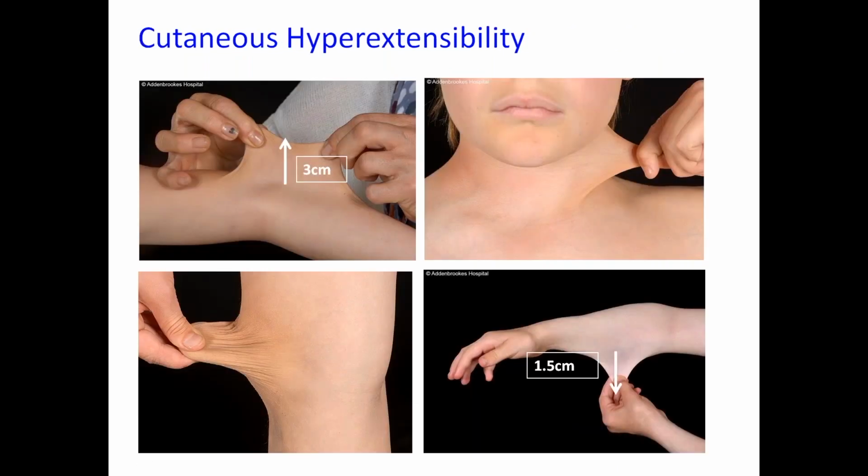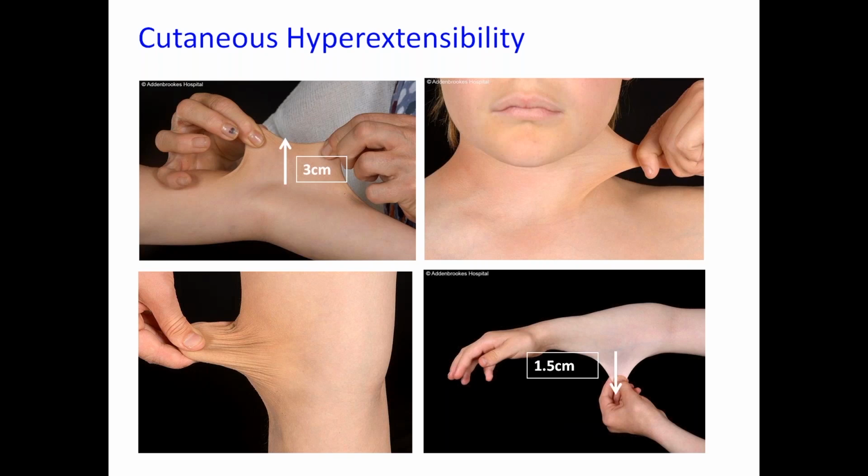So let's look at some of these features. So we have cutaneous hyperextensibility. It is widespread. You can detect it at most body sites. The two that we would tend to recommend for diagnostic purposes is over the elbow and over the volar or the plantar aspect of the hand. If you look at the bottom right panel where it says 1 centimeter, 1.5 centimeters, we would now diagnose classical EDS if you can extend the skin more than 1.5 centimeters at that site, or 3 centimeters at the elbow, as you can see in the top left-hand panel.